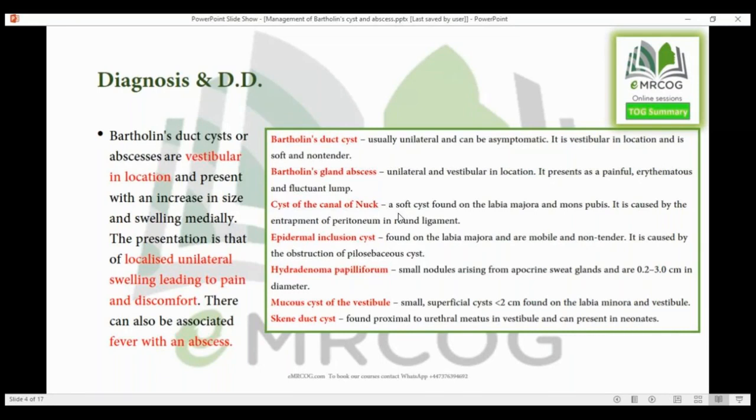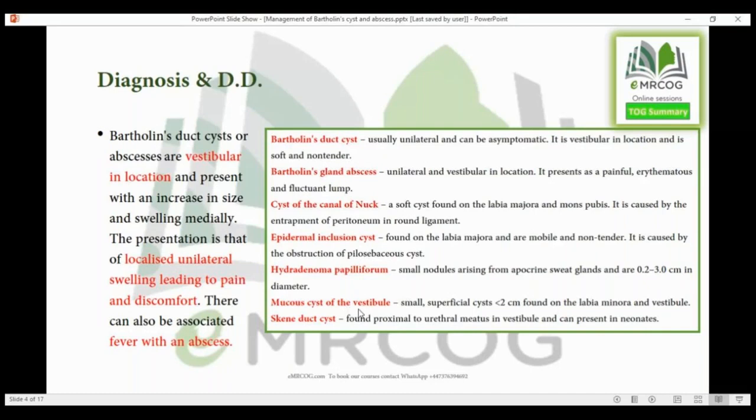This is found in the labia majora, but it's mobile and non-tender. Why so? Because it's not related to the gland. It's from the sebaceous glands in the epidermis. So when it gets obstructed, it will form this inclusion cyst. Also, it's very small, usually non-tender, and mobile. These are very important characteristics for this cyst. We have something called hidradenoma papilliferum. This is also small nodules arising from the apocrine sweat glands, and mostly, guys, those cysts are self-managed, or they go away by themselves. So they are not going to have a chronic presentation. That's why we don't fear them.